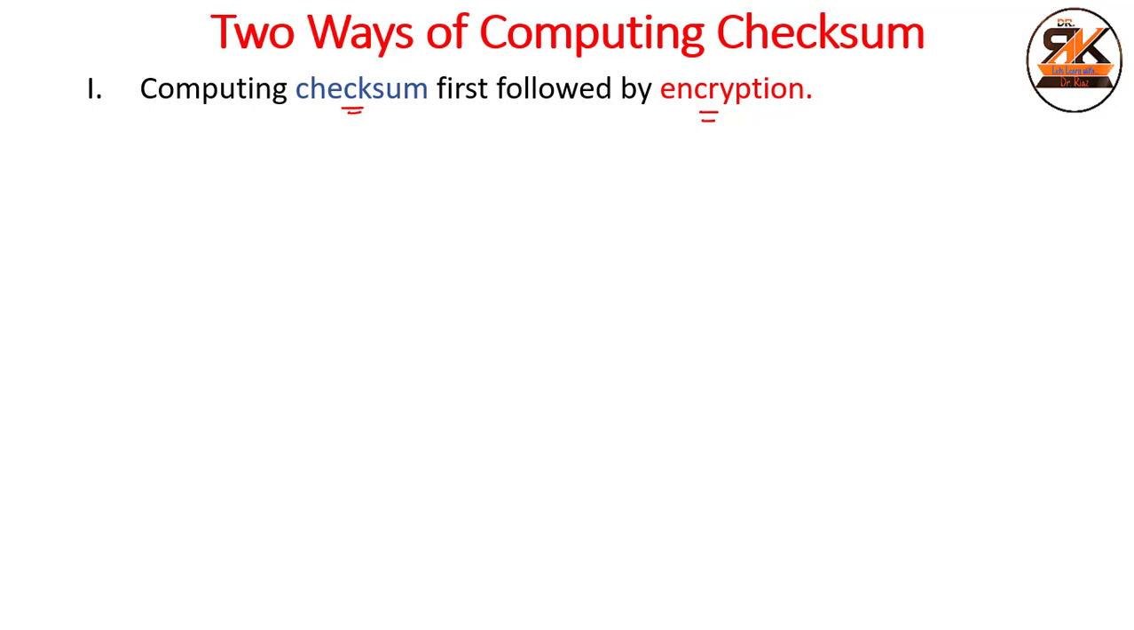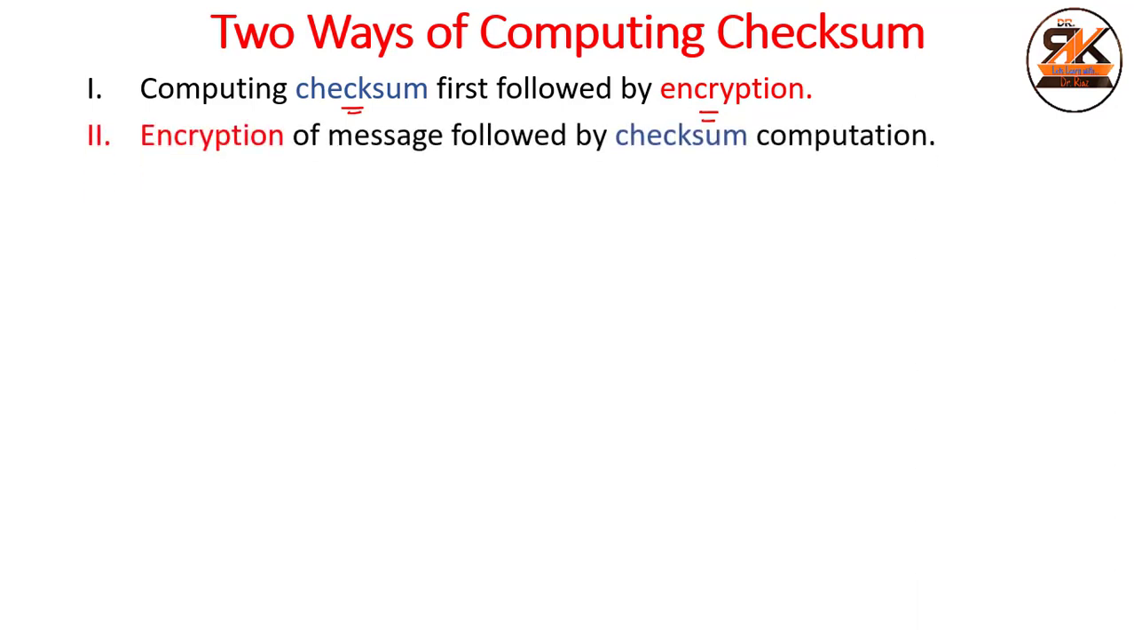And the other way is to do the encryption of the message first, followed by the checksum computation. So first we do the encryption and then we go for the computation of the checksum. So these two processes are different. I will draw the structures and you will come to know the difference between these two ways.